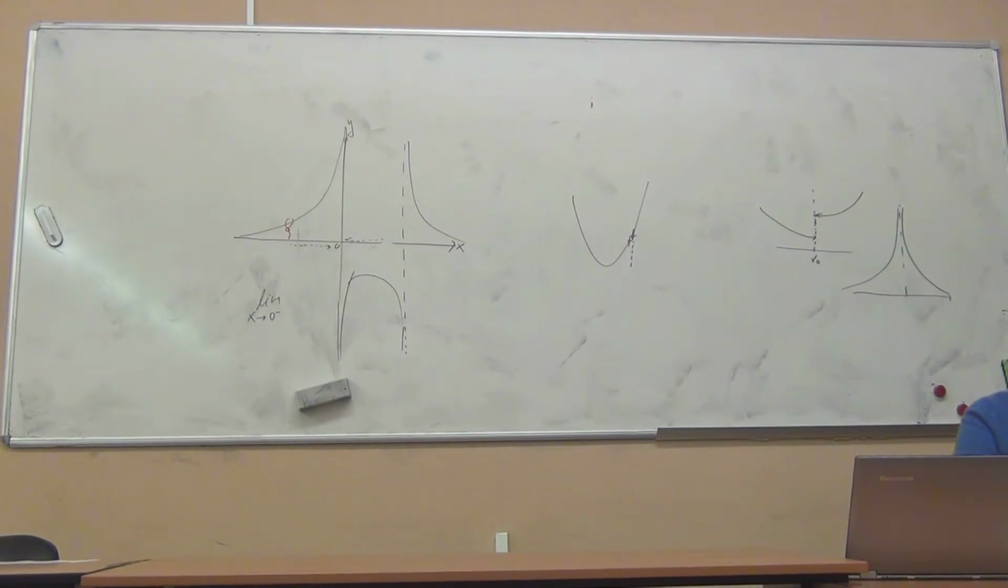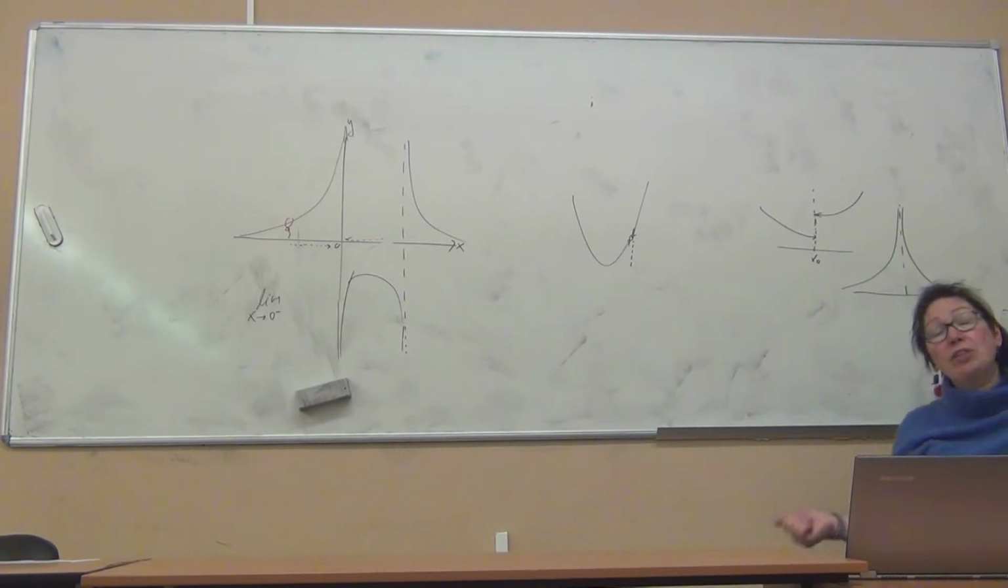Alright, so the limit does not exist. So there are different phrasings, different, let's say, correct answers. Limit is positive infinity, limit is negative infinity. The function is not defined at 0, and the limit at 0 does not exist. The function is not defined, the limit does not exist.